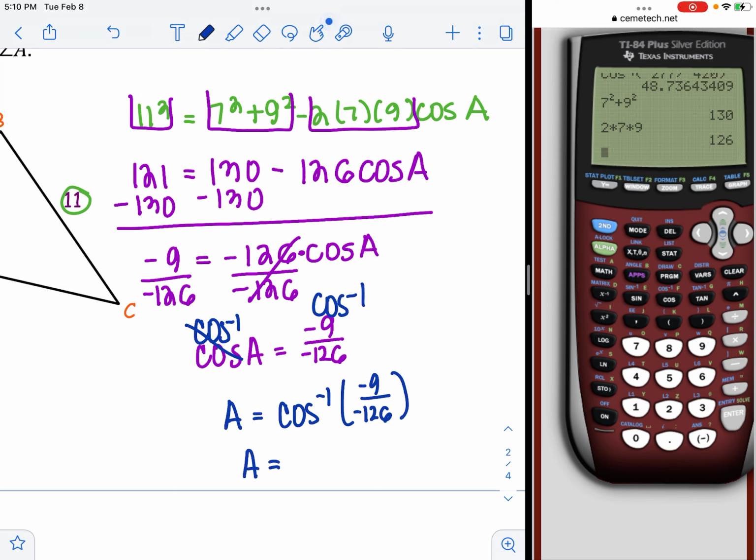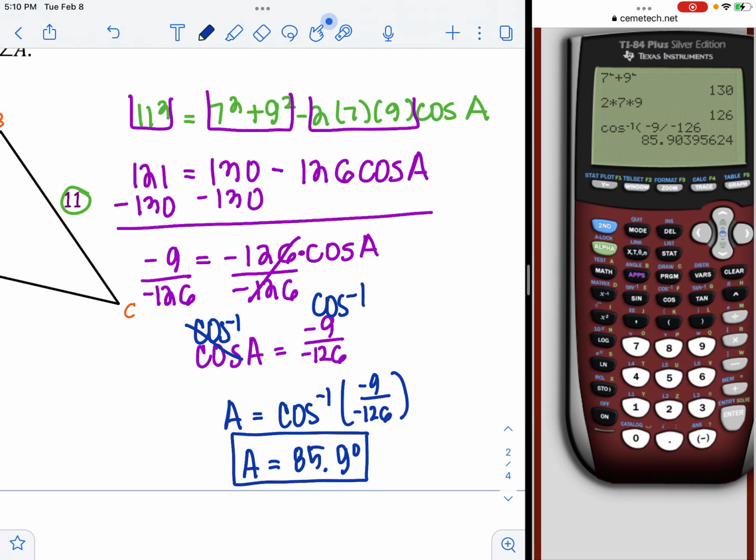And I'm going to put this in my calculator to give me angle A. So cosine inverse negative 9 divided by negative 126. Enter. And I get 85 point. There's a 9 on my screen with a 0 next to it, so 85.9 degrees.